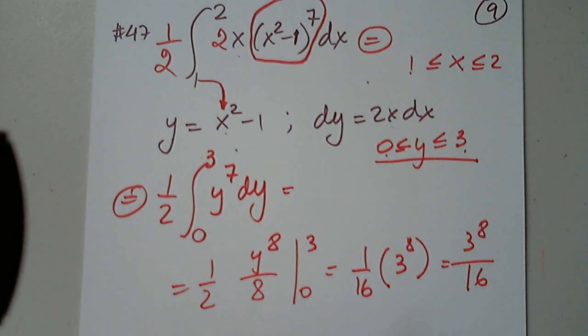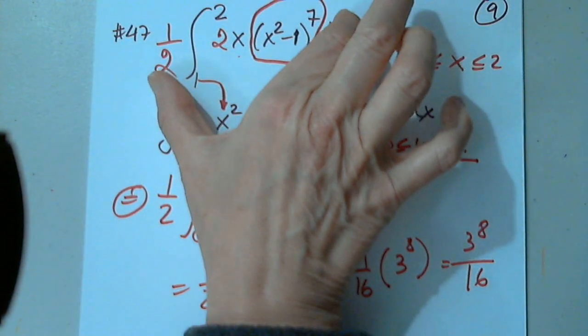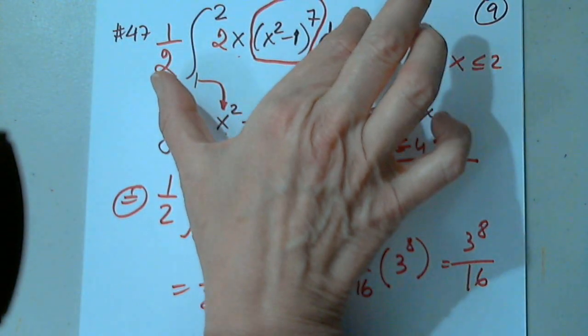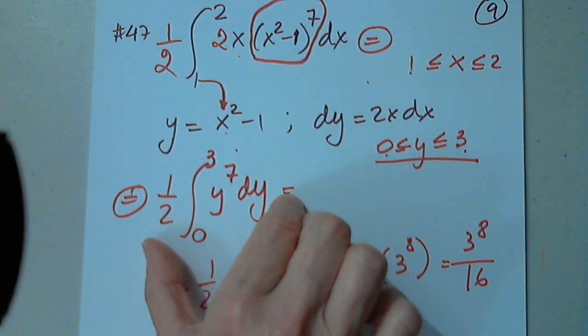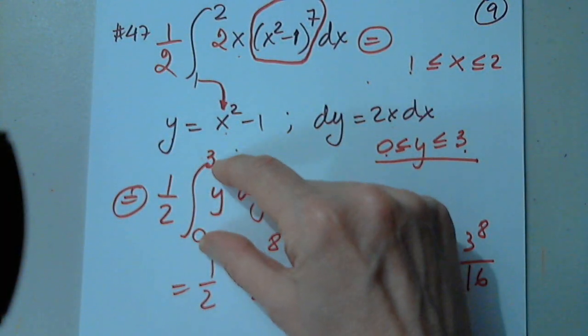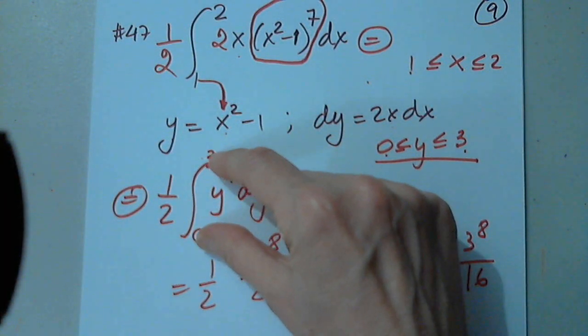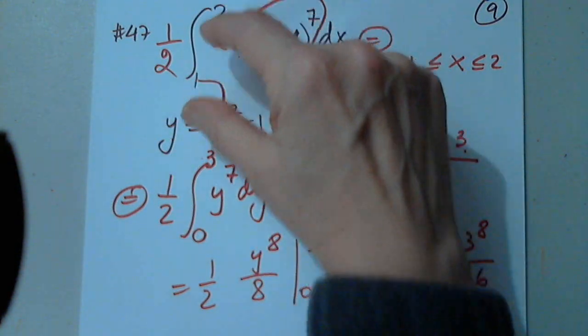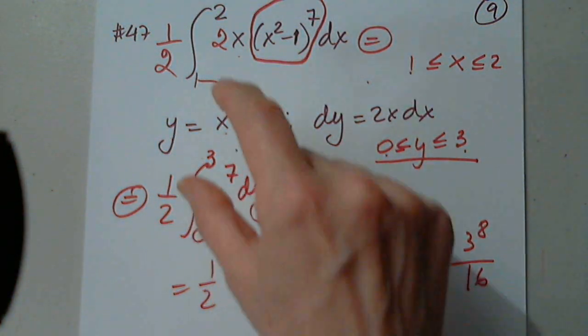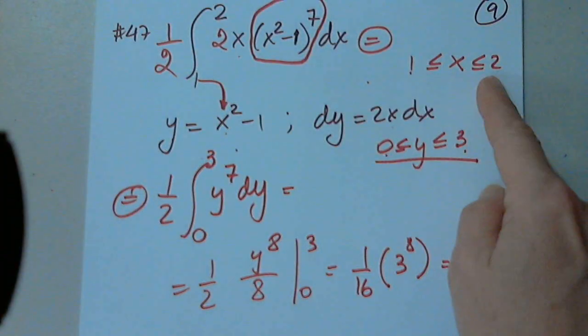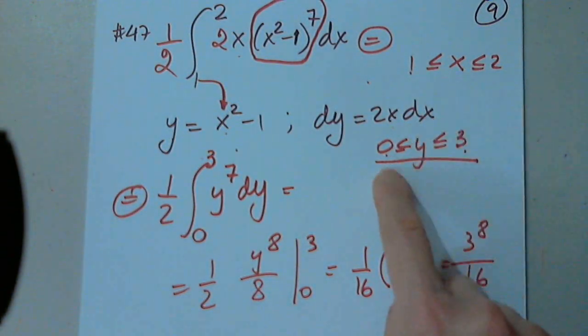So what is the difference between the indefinite and definite? We don't go back. The answer is a number. When I changed from the integral in x to the integral in y, I copy new limits of integration. I cannot copy 1, 2 for y because 1, 2, between 1 and 2 are for x, not for y.